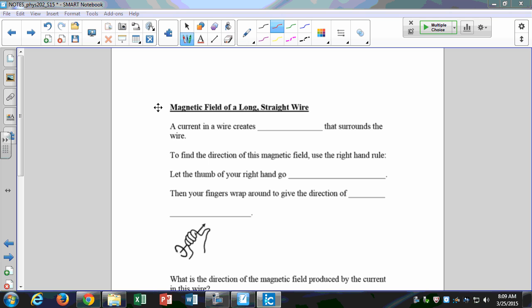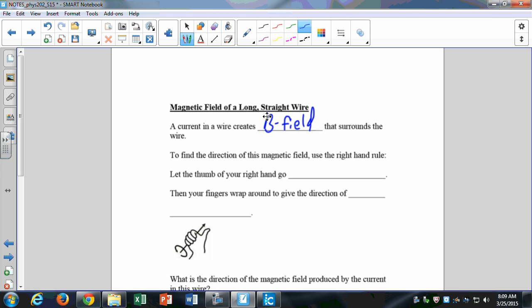Alright, let's look at the magnetic field of a long straight wire. We'll also look at the Biot-Savart law. A current in a wire creates a magnetic field that surrounds the wire. To find the direction of this magnetic field, you use the right-hand rule. This is a little bit different application of the right-hand rule than we've seen before. You let your thumb of your right hand go in the direction of the current.